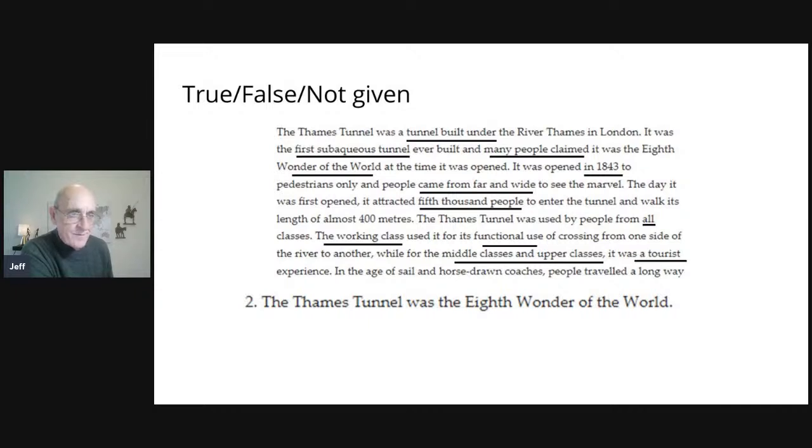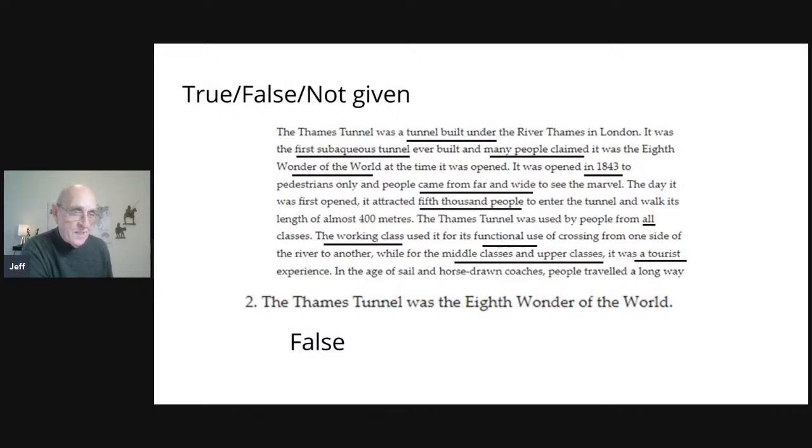The difference might be small, but it's very important. Number 2 says the Thames Tunnel was the 8th wonder of the world. Our passage says many people claimed. Claiming something is not the same as it being a fact. Okay? If I claim, if I believe that the world is flat, it doesn't mean the world is flat. So the Thames Tunnel was the 8th wonder of the world? The answer is false.